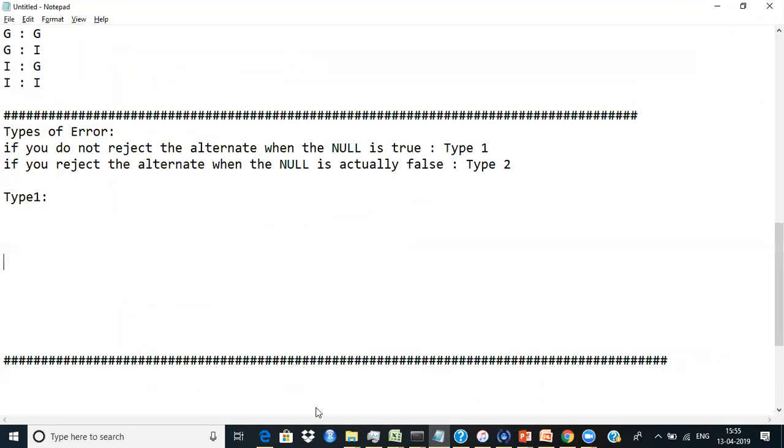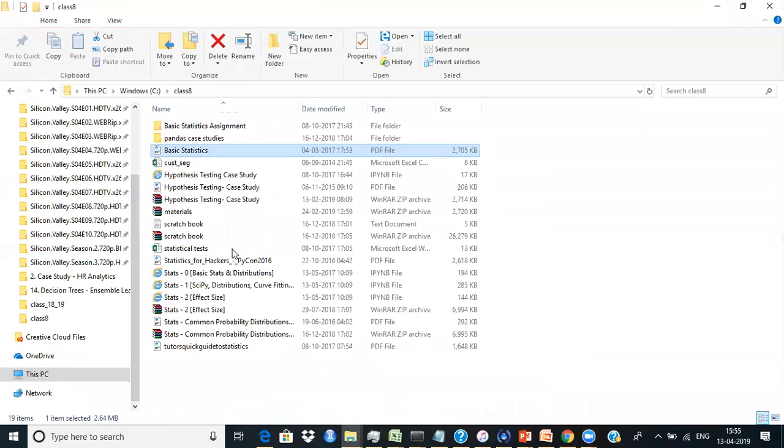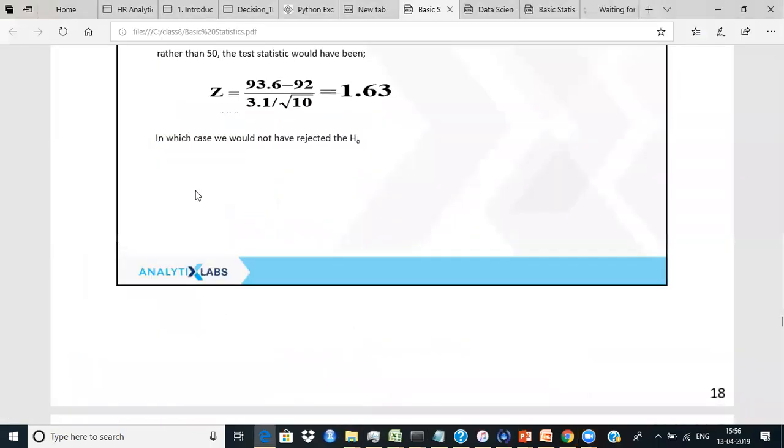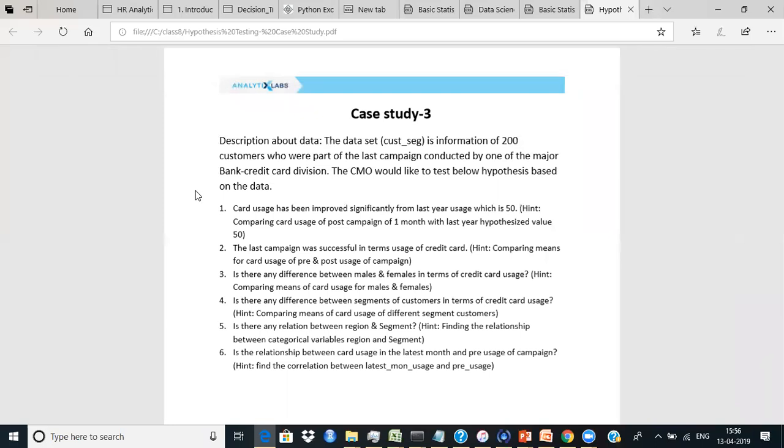Now, the next thing that we are going to do is look at all scenarios where we would typically do a hypothesis testing. So 1, 2, 3, 4, 5, 6. These are 6 scenarios of different hypothesis testing. There are different tests that are there to tackle each of these scenarios.